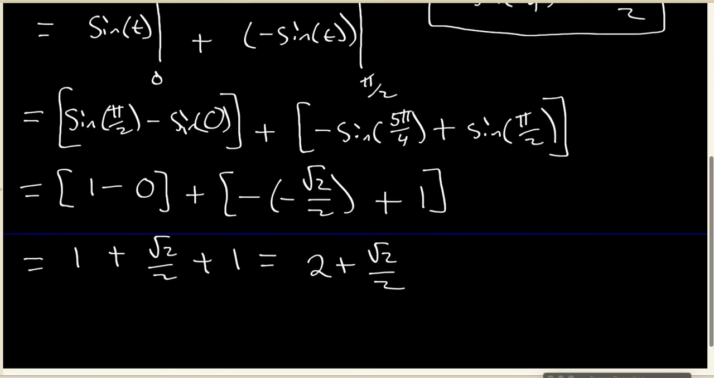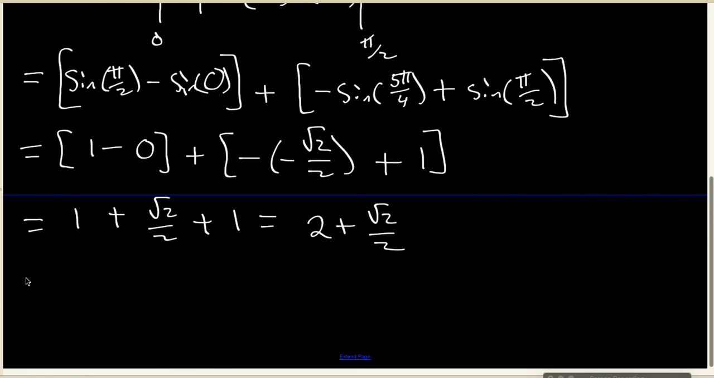And I want to say what this answer means in the context of the problem. The total distance traveled is equal to 2 plus square root of 2 over 2 units.